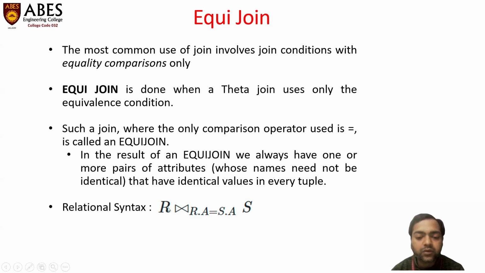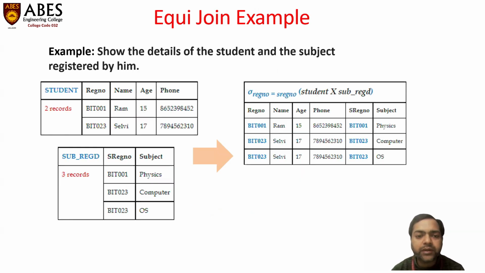The relational syntax is this. We are using two different relations and applying this join condition to them, and the condition here is r dot a equals s dot a. It means that while applying the equijoin, we need at least one column to be the same in both relations. Let us understand with the help of an example.